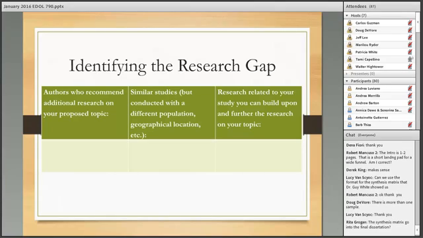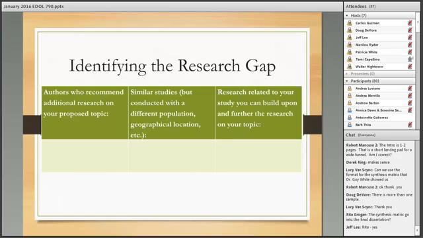So this is one table that I like to use with my students to help guide them into identifying a gap. And so there's a couple ways to do it. One way that you cannot do it is just by saying, I can't find any literature on my topic. That does not constitute a gap. So, that's a good start. That's a good indicator that there may be a gap, but you need to substantiate the gap.